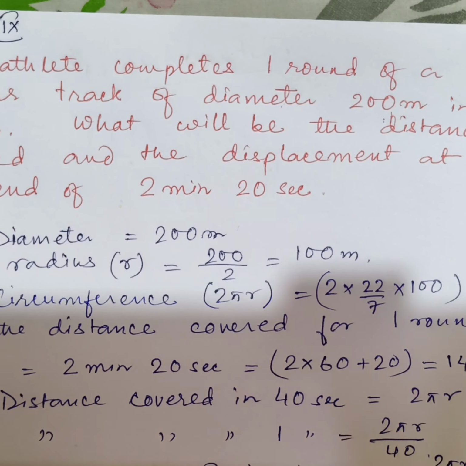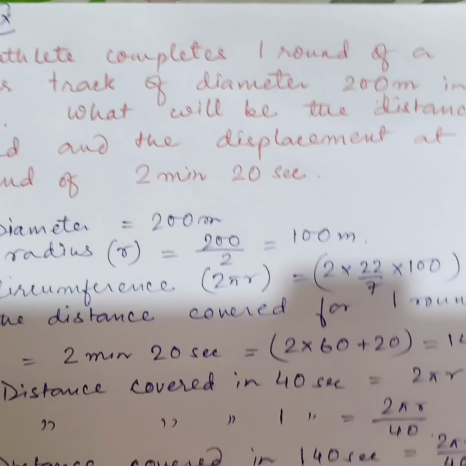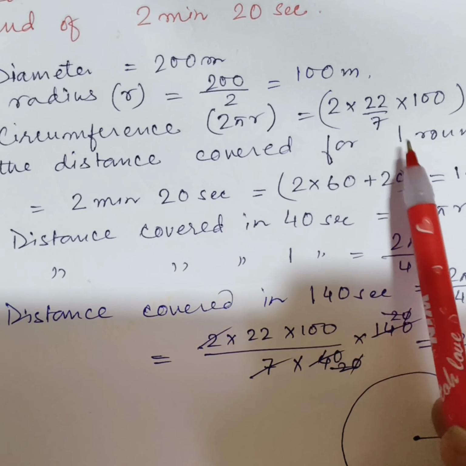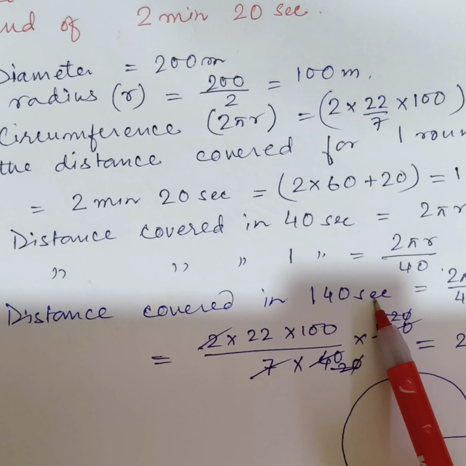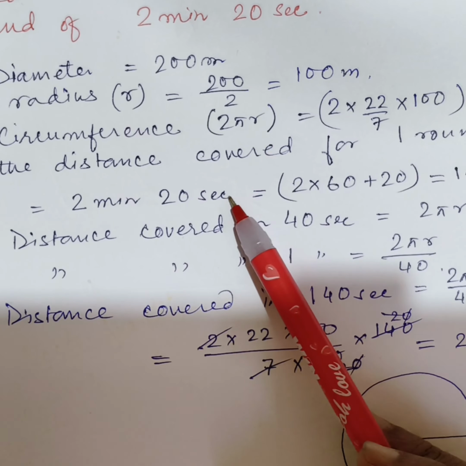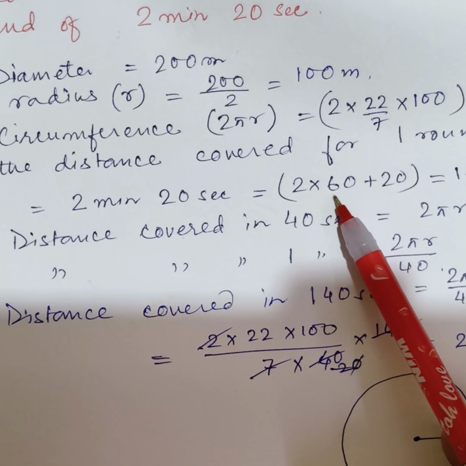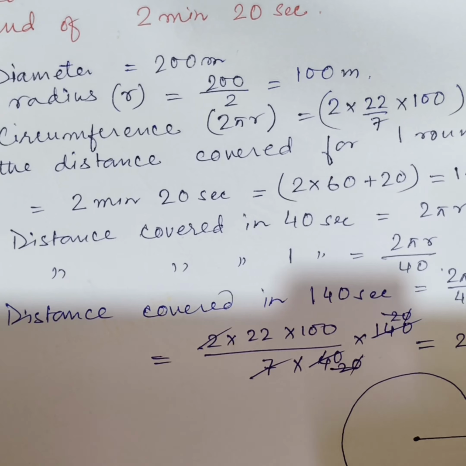So the distance covered in 40 seconds will be how much? The circumference is 2 pi r. It is the distance covered for one round, and one round takes 40 seconds. So the distance covered in 40 seconds is 2 pi r, and in 1 second it will be 2 pi r by 40. Then the distance covered in 140 seconds, because they asked for 2 minutes 20 seconds, which I simplified: the minutes are converted into seconds by multiplying by 60, so 2 into 60 plus 20 gives you 140. So in 140 seconds it will be how much? It will be 2200 meters.